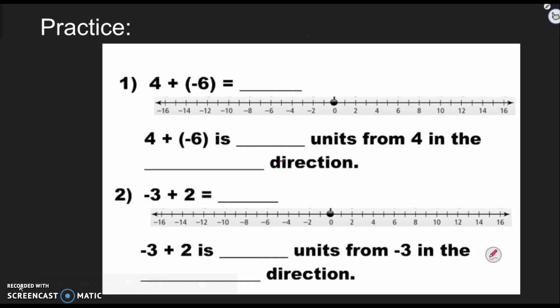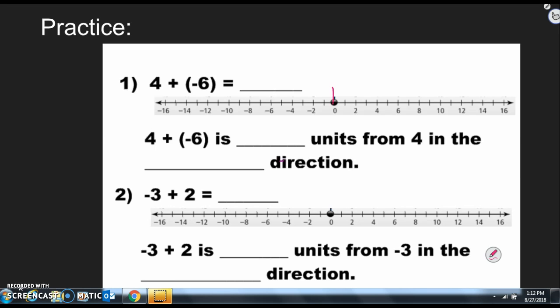Follow along with the first problem with me. 4 plus negative 6. We are going to begin by starting on 0. From 0, we are going to move to positive 4. We stop here and draw our line. From positive 4, we are going to add negative 6. Since we are adding a negative, we're going to move backward 6 units. 1, 2, 3, 4, 5, 6. That means we land on negative 2.